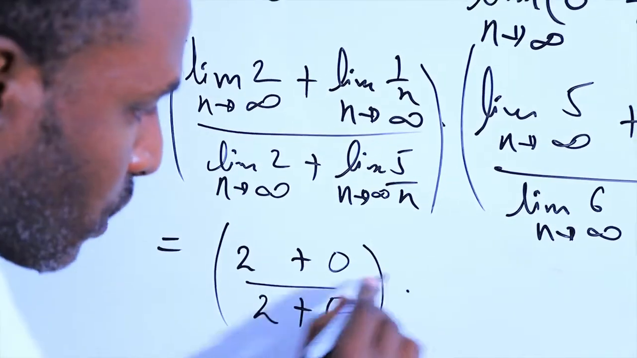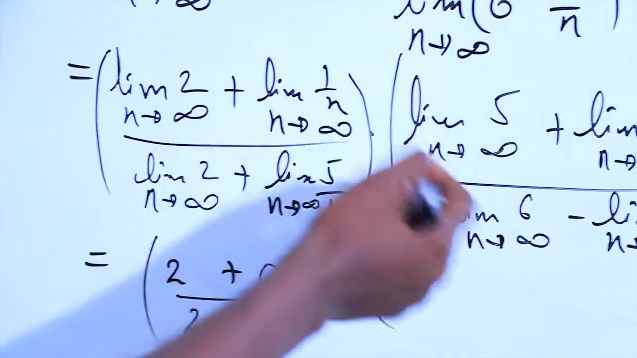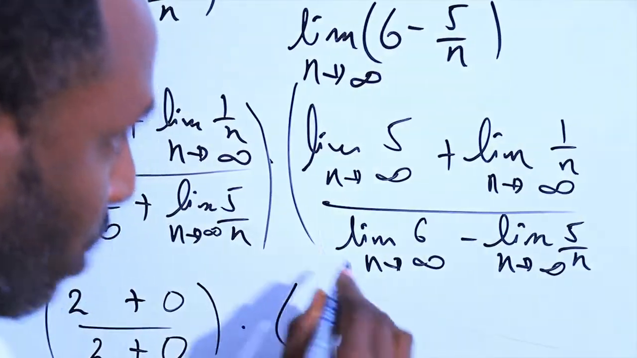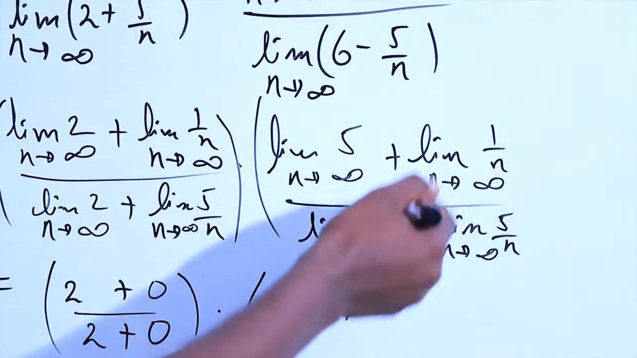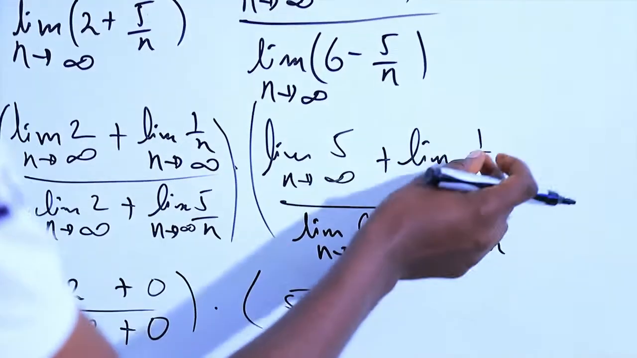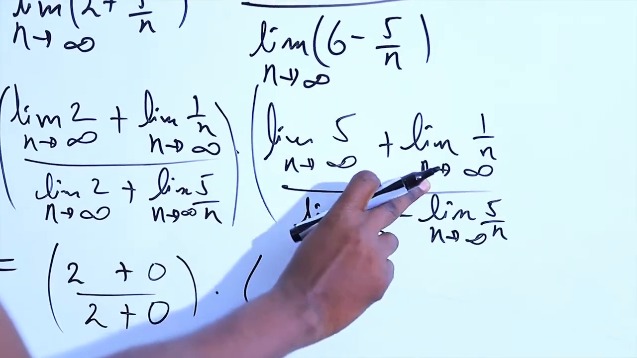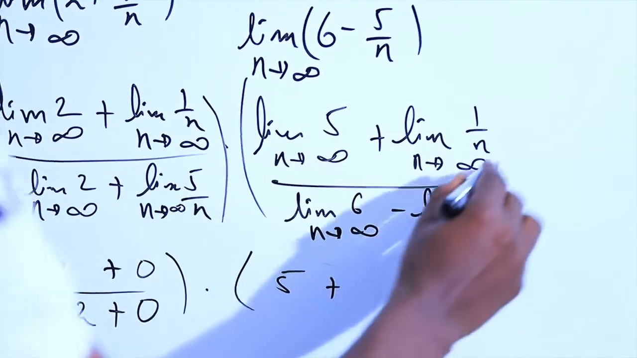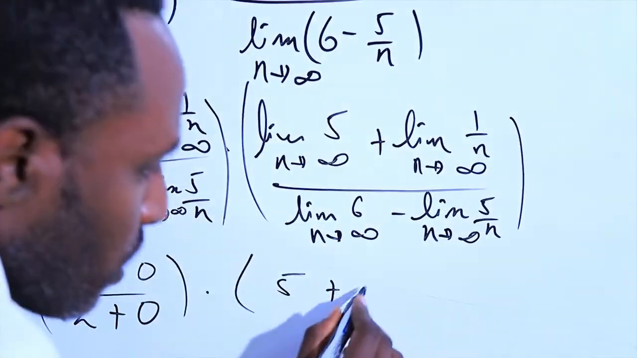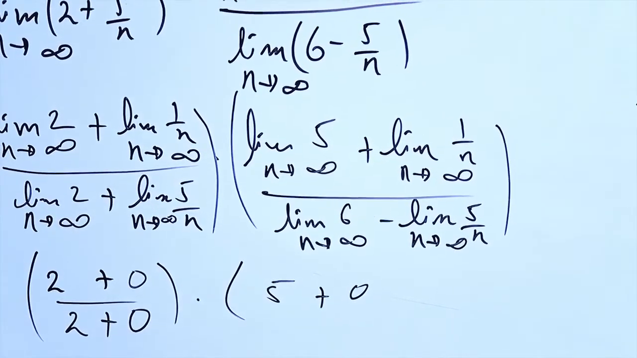Here the limit of 2 plus 5 over n as n tends to infinity is 0, times the limit of the constant 5 as n approaches infinity, which is 5, plus the limit of 1 over n as n approaches infinity. When n becomes larger and larger, 1 over n becomes smaller and smaller, closer and closer to the number 0. So the result is equal to 0.